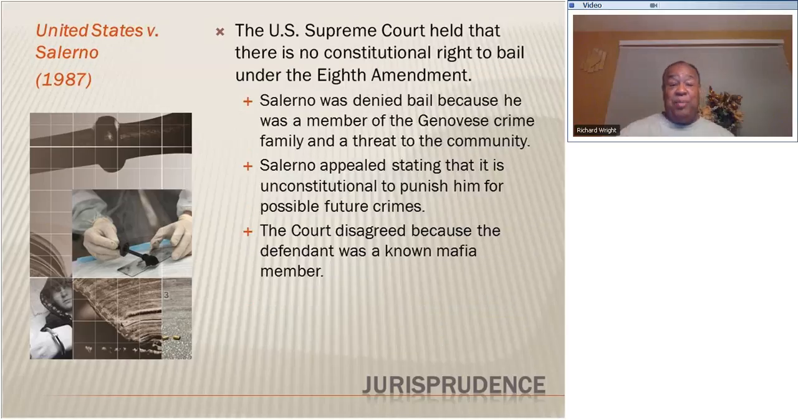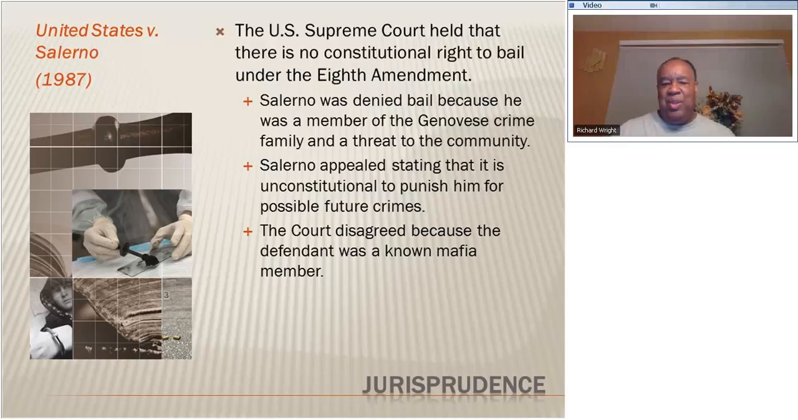Now, let's talk about this one. The United States Supreme Court in the Salerno case in '87 says that there is no constitutional right to bail. I already told you that. Now, here's what happened in this case. This was a mob person. Salerno was denied bail because he was a member of a crime family, mob, and a threat to the community. I don't have to elaborate on that.